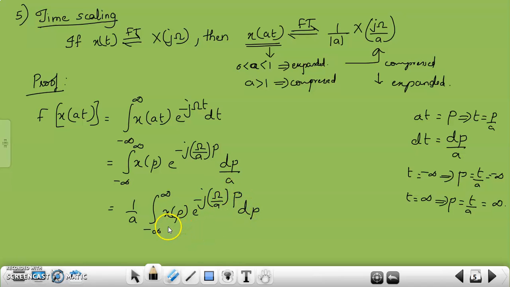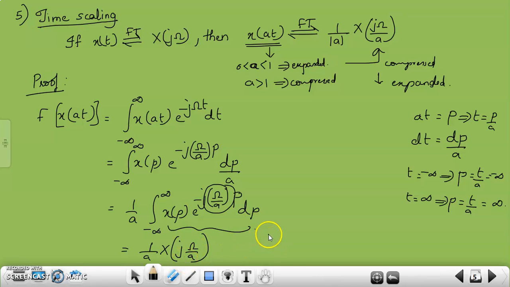Okay, so this is actually representing the Fourier transform of the signal x of p with respect to the basis function e raised to minus j omega by a into p. Then this can be equated as 1 by a X of j omega by a, because if in the exponential term this term is omega, then you will be writing it as X of j omega. Here you have e raised to minus j omega by a, therefore it will be 1 by a X of j omega by a.